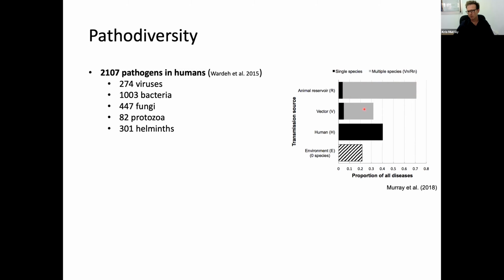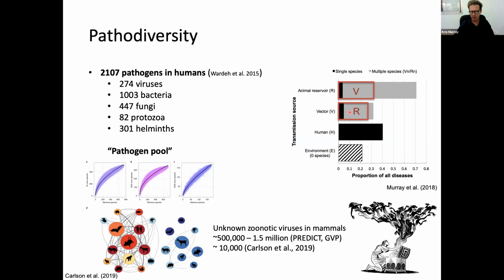The same occurs for vectors. Most vector-borne diseases have multiple vector hosts. Only a few of them have a single vector host that we know about. And then the other thing is that a big chunk of these animal reservoir diseases, zoonotic diseases, are also transmitted by vectors. And a very large proportion of vector-borne diseases also have some animal reservoir host. So you can start to see the complexity of these systems if you imagine what is required for these pathogens to transmit or to complete their transmission cycles.